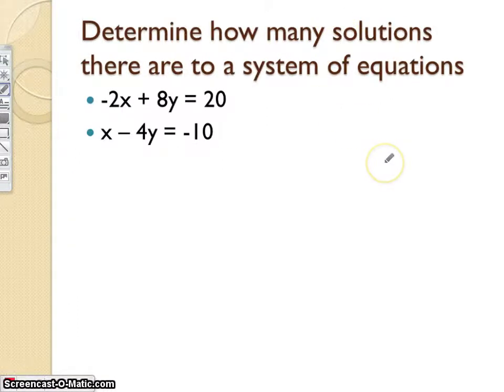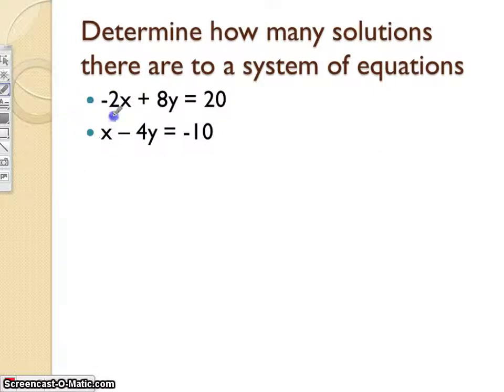All right. By looking at equations, be able to determine how many solutions there are to a system of equations. A couple of strategies here. The first one would be to transform both of them into slope-intercept form so that you can determine whether they have the same y-intercept and slope or just slope. However, looking at these, I'm kind of suspicious.